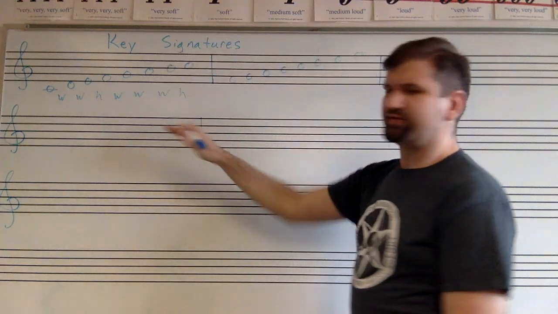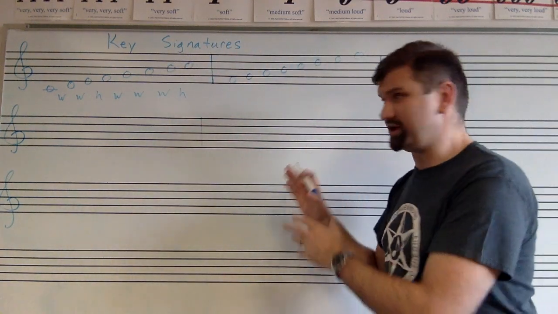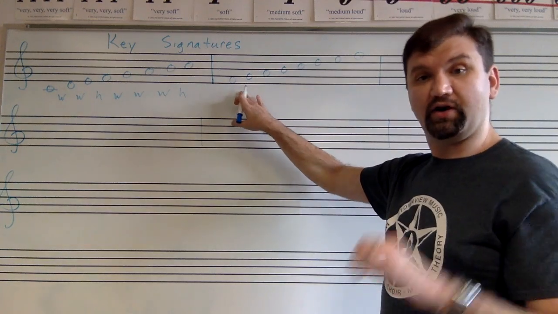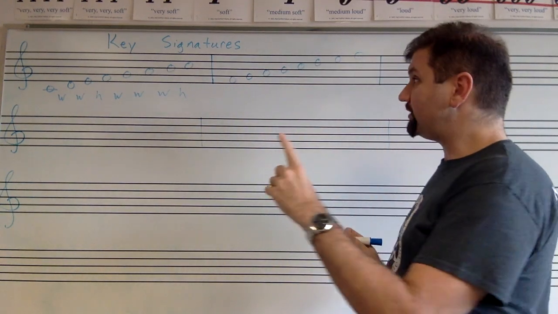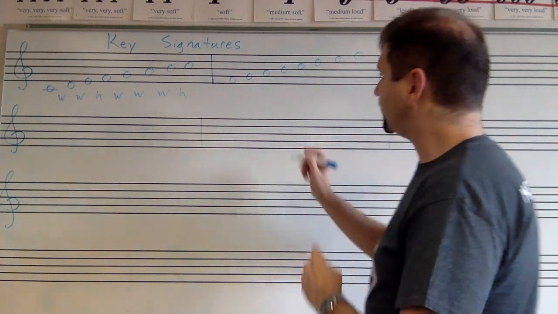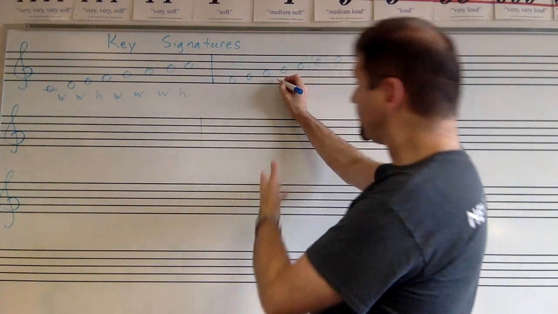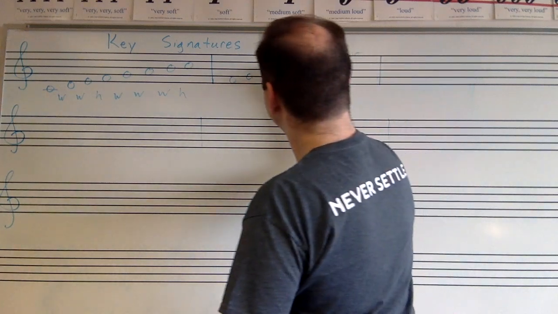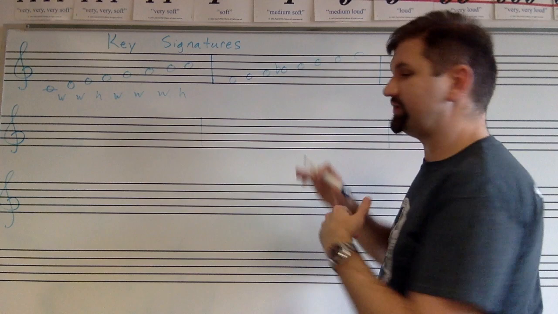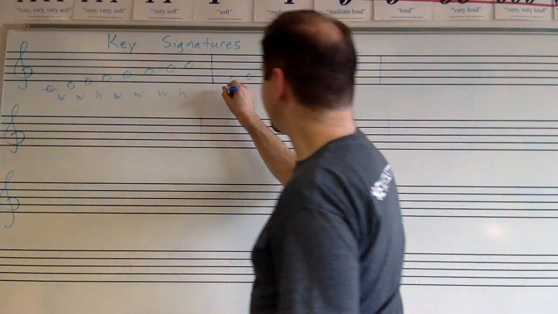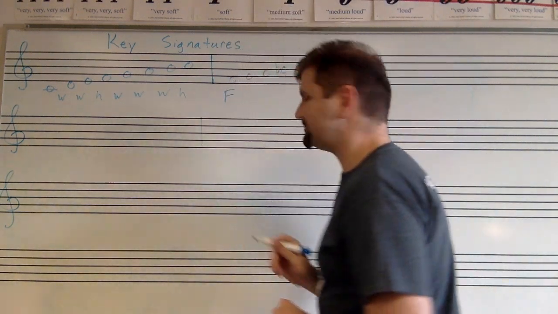And I wrote it up an octave just because otherwise we'd have a lot of ledger lines here. So that's our subdominant, or Fa, F. And if I now produce the same pattern, in order to get whole, whole, half, in order to produce a half step there, I have to put a B flat. And then whole, whole, whole, half. The rest of it is already done. So that is my F major scale.